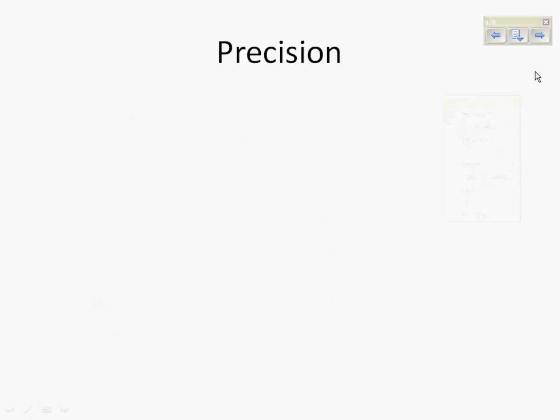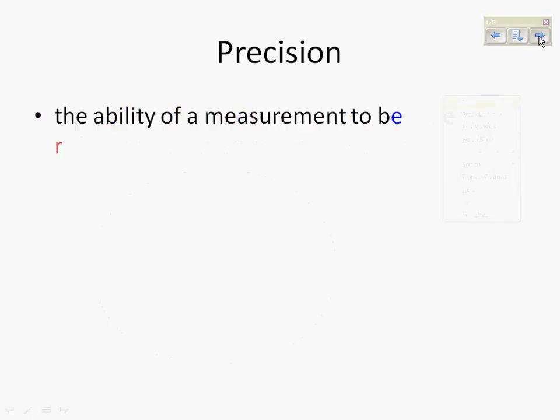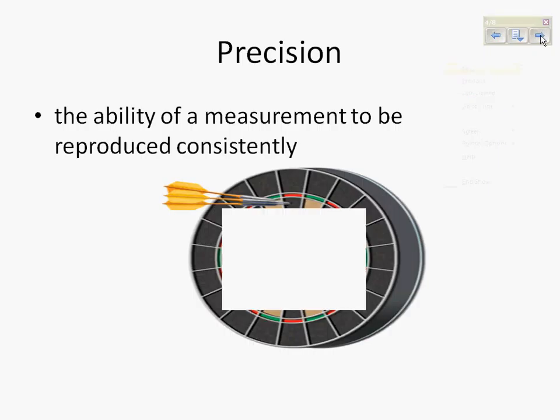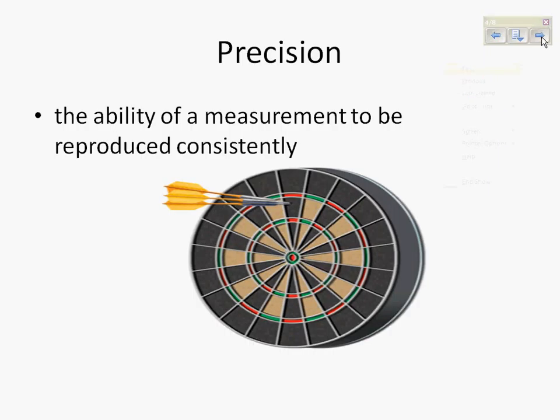Precision, another definition. Precision is the ability of a measurement to be reproduced consistently. Using our dartboard scenario, notice that all the arrows are close together. We say those are precise, but they wouldn't be accurate because they're not in the center of the target, but they're all about the same measurement.